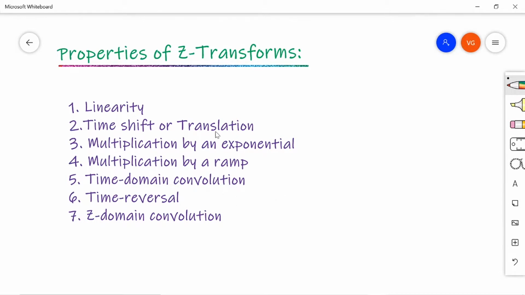Linearity, time shift or translation, multiplication by an exponential, multiplication by a ramp, time domain convolution, time reversal, Z domain convolution. Other than these, we have two more important properties: the initial value theorem and the final value theorem. Those two theorems I am going to discuss in the next video.